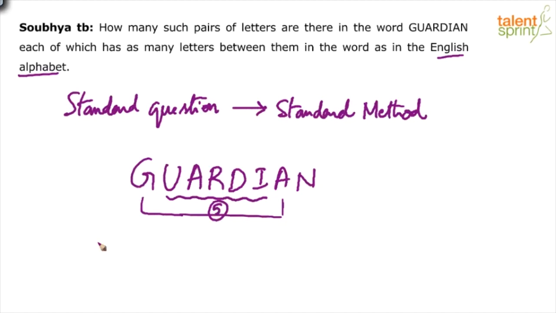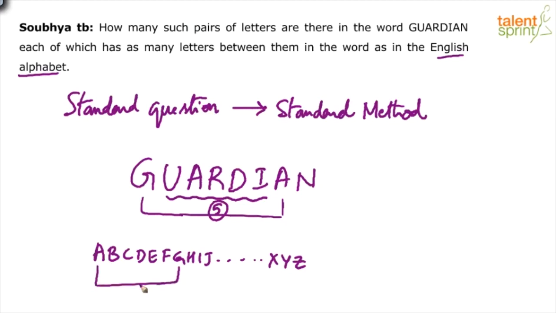Look at the actual English alphabet. A, B, C, D, E, F, G, H, I, J, and so on up to X, Y, Z. In this alphabet as well, how many letters do you find between A and G? 1, 2, 3, 4, 5. 5 letters. So this is what we have to find out: how many such pairs are there in the word guardian, which have got as many letters between them as they have in the English alphabet.